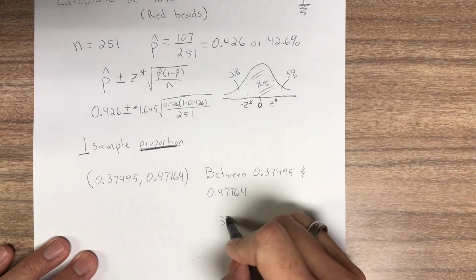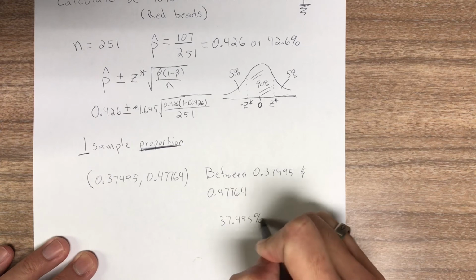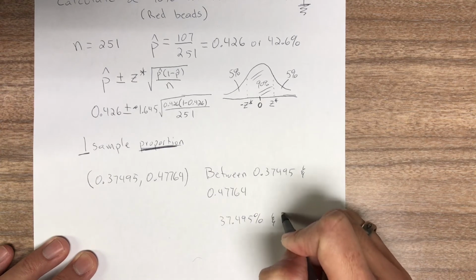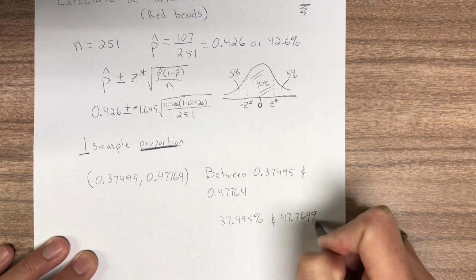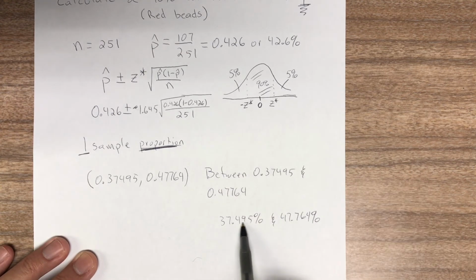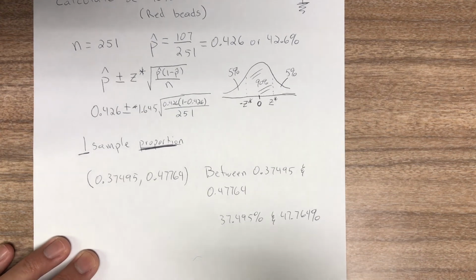If you want to use percentages, you can change those to percentages. I'm going to say 37.495% and 47.764%. Or you can say 37.50% if you want to round, and 47.76%. So that's the proportion of red beads in the container. Now, when I say container, I mean the whole container. At the beginning, I said we had a container with 3,000 plus beads. So the number of red beads in that container is between 37.495% to 47.764%. So less than half, you can say.